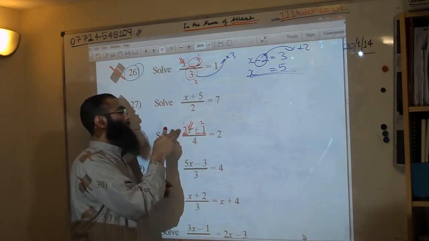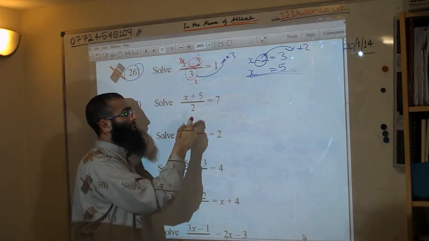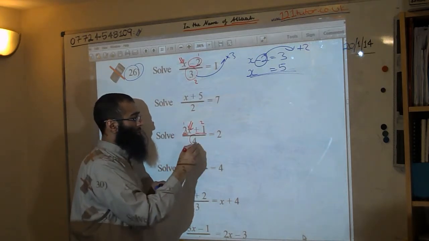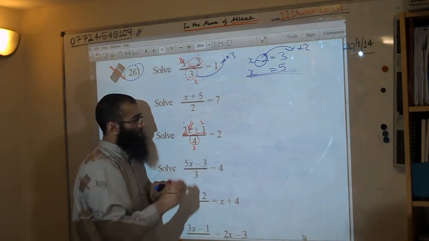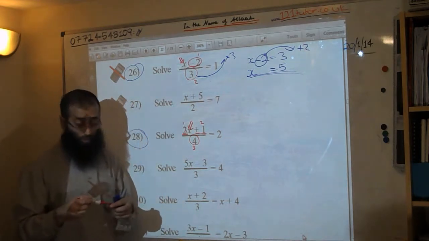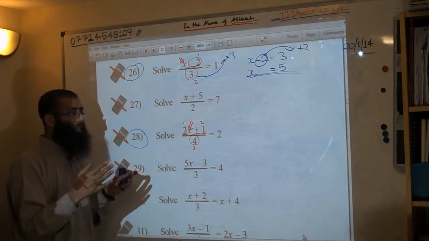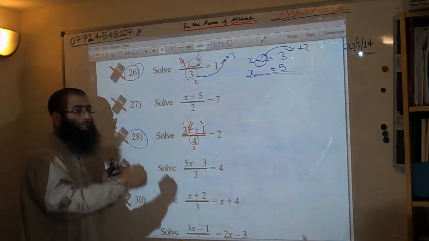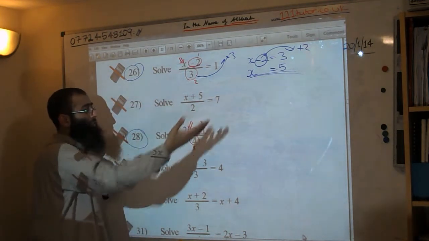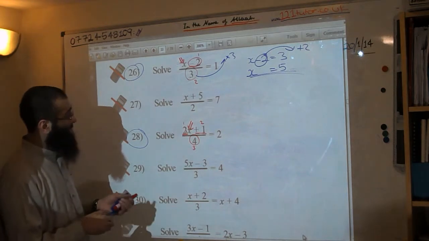So x has been timed by 2, first action, then added by 1, second action, and then the last action is divide by 4, the third action. So we identify the actions first of all. Once we know what was done first, second, third, we can then confidently move the last action first, the third action first, then the second action, then the first action, until we have finished the question.